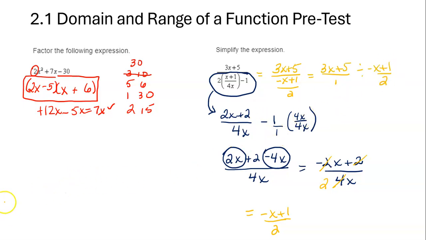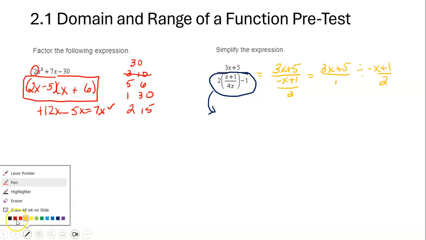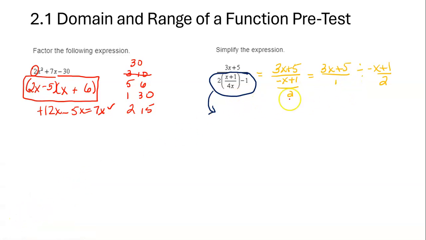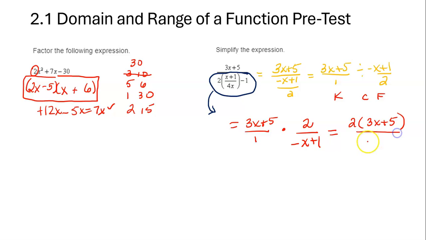Now let me make some room here. Okay, and I'm going to change colors just so I can see what's going on. If I flip this, then I have 3x plus 5 over 1, keep, change division to multiplication, and then flip. I can multiply it out. So I have 2 times 3x plus 5 over negative x plus 1, which gives me 6x plus 10 over negative x plus 1, which should be your answer.